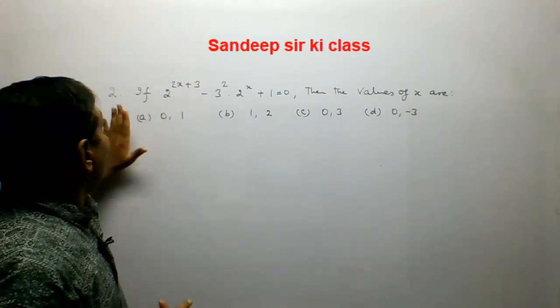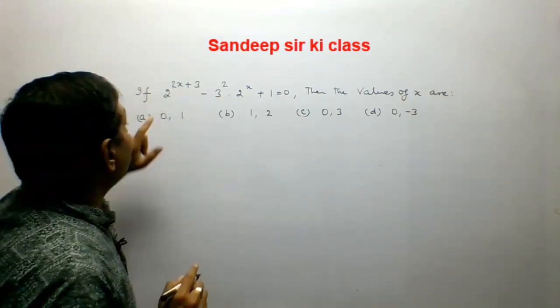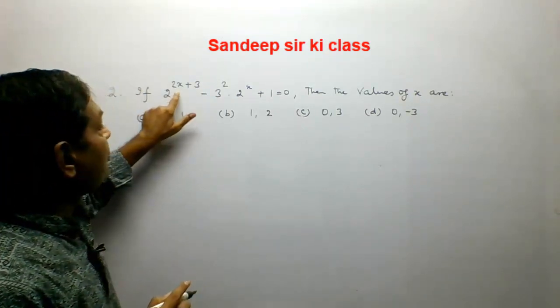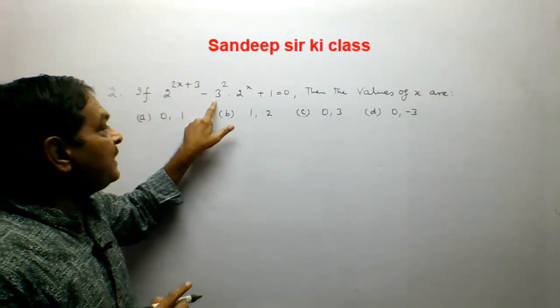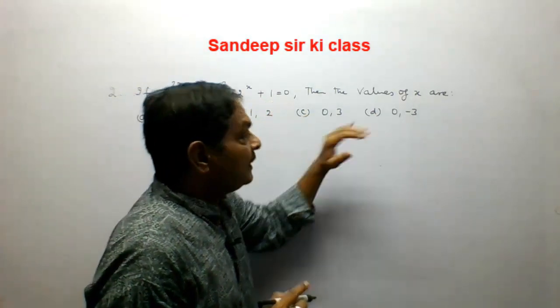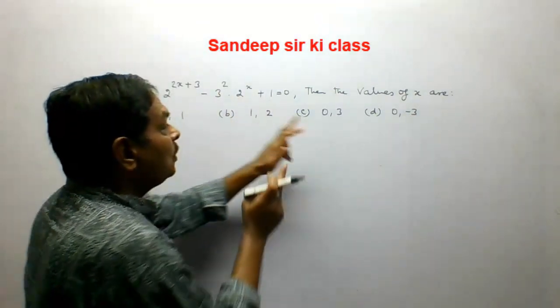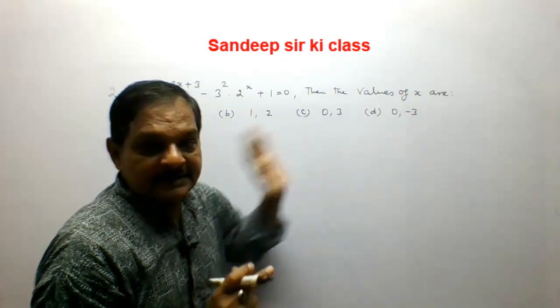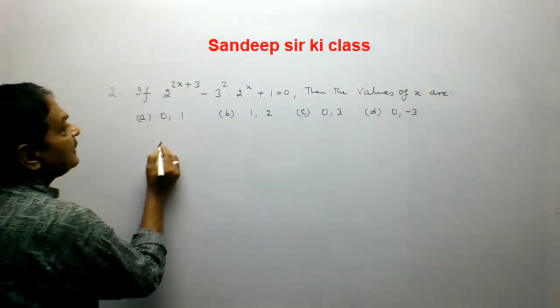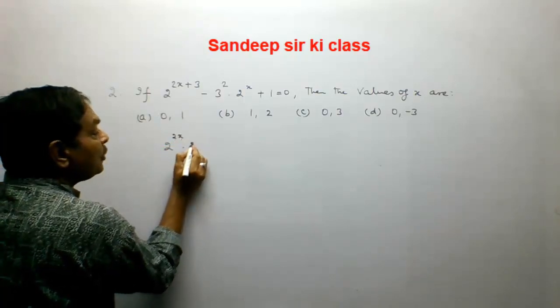Now we will see question number 2. Another good question from examination point of view. If 2 raised to the power 2x plus 3 minus 3 square into 2 raised to the power x plus 1 is equal to 0, then the values of x are, options are 0, 1, 1, 2, 0, 3 and 0, minus 3. What we do, that equation can be written as 2 raised to the power 2x into 2 raised to the power 3.